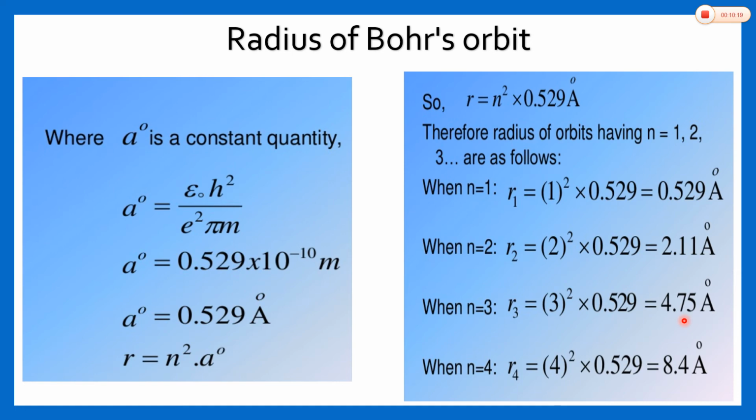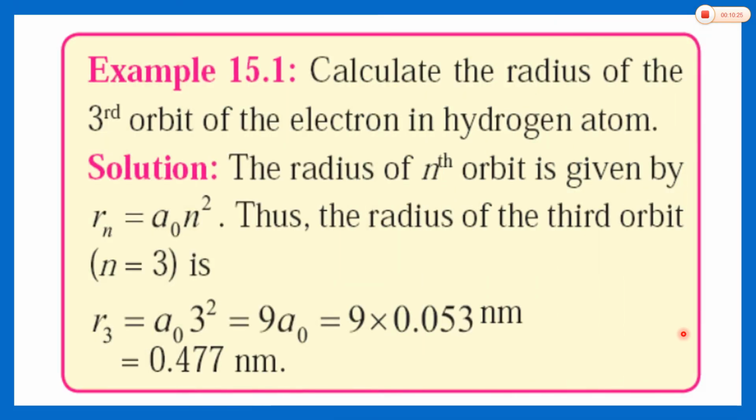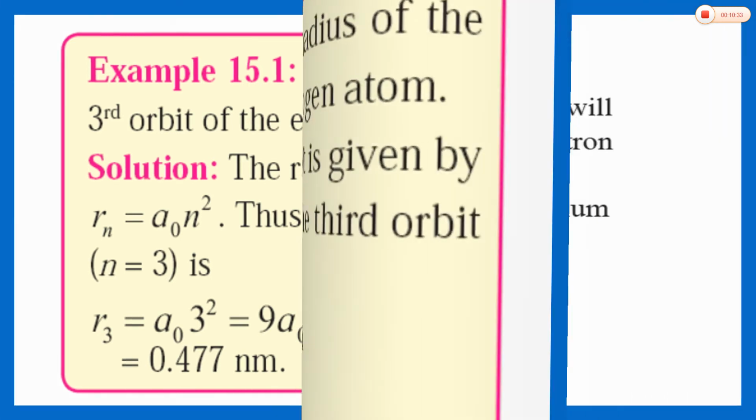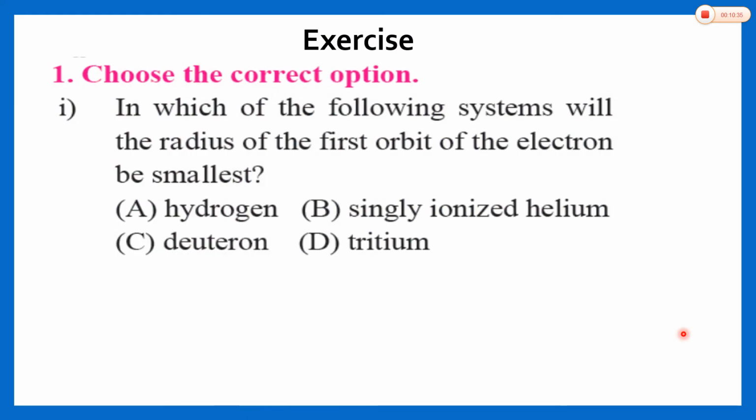Thus you can find the radius of the second orbit, you can find the radius of the fourth orbit by using the same logic. There will be different questions in the objective depending on this formula. We will discuss the two objectives given in your exercise.